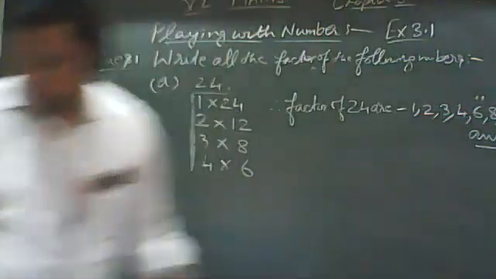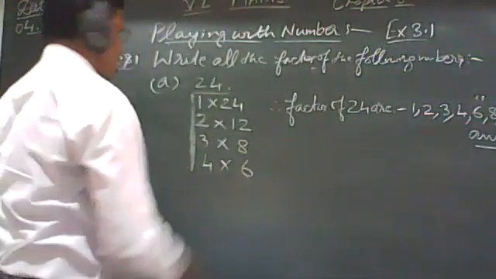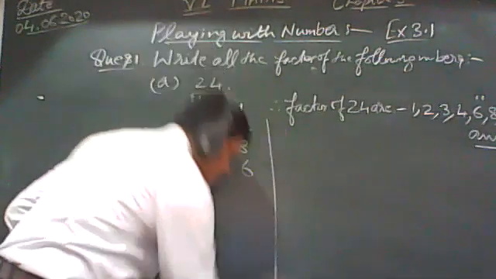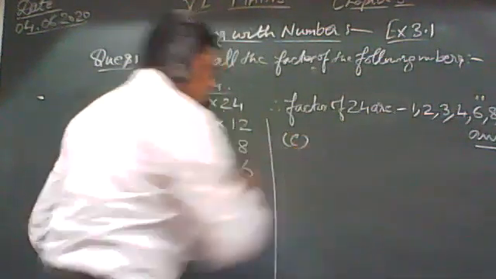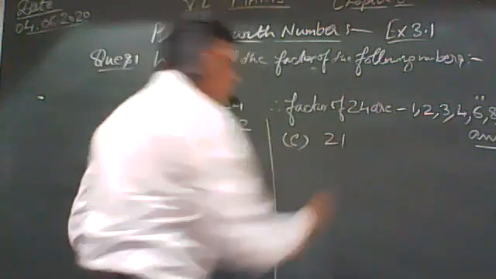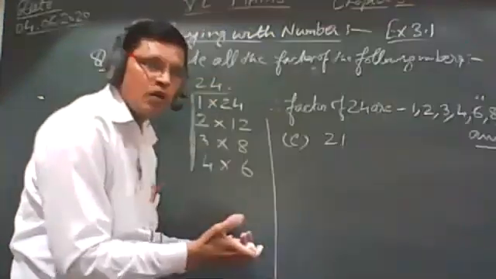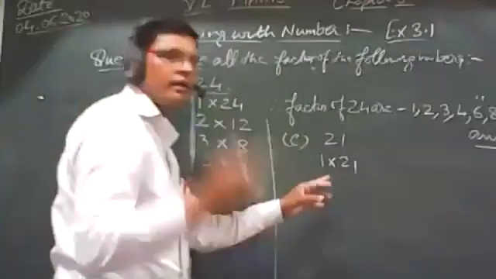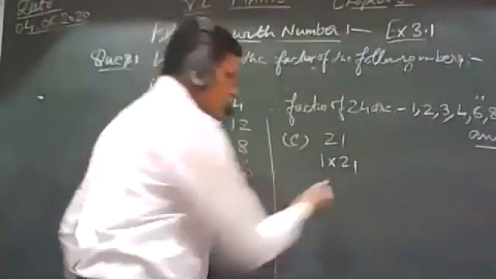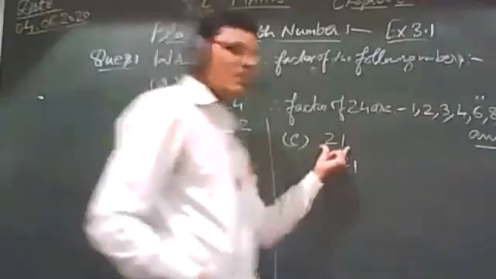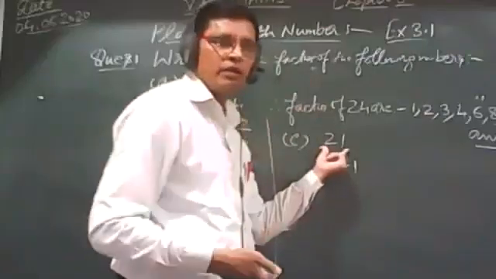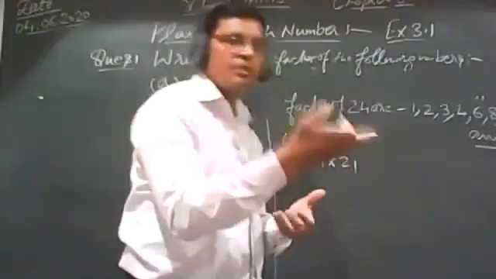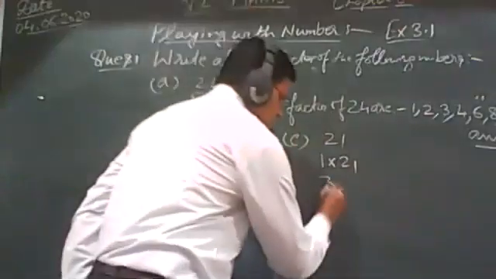Okay. Now, the C part of this question, that is 21. First, you write the multiples of this number, 1 into 21. Look here, 1 into 21. Then 2 is not exactly divisible into 21. Therefore, we go to the next number, 3. 3 7s are 21.